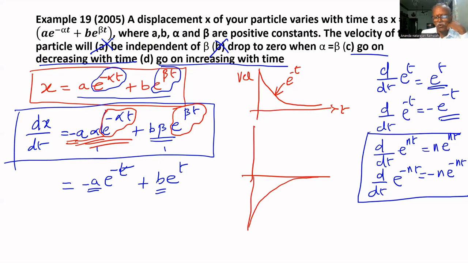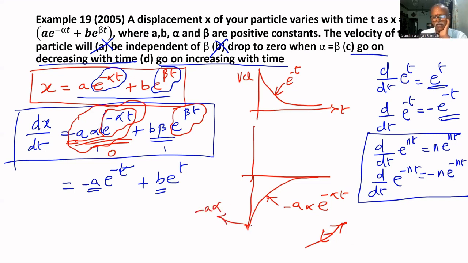Anyhow, it comes to 0. So this is the graph for minus a alpha e power minus alpha t. As t increases, this part will become 0. Initially it is some negative value, minus a alpha. At this point, if you put t equal to 0, you get minus a alpha. It starts at minus a alpha. Suppose a equal to 1 and alpha equal to 1, it starts at minus 1 and comes to 0.